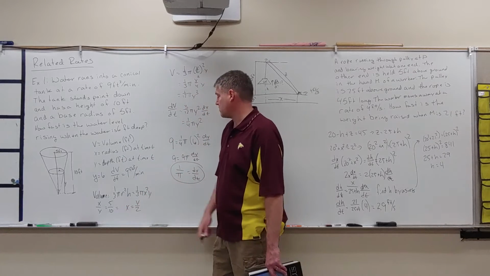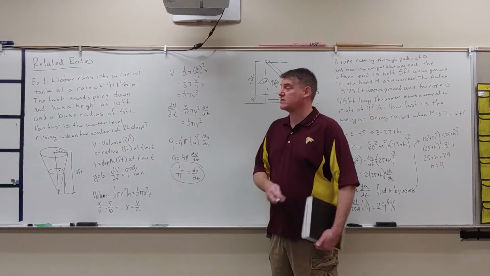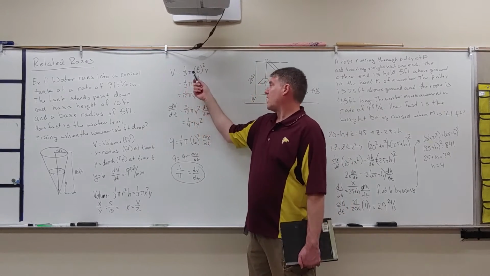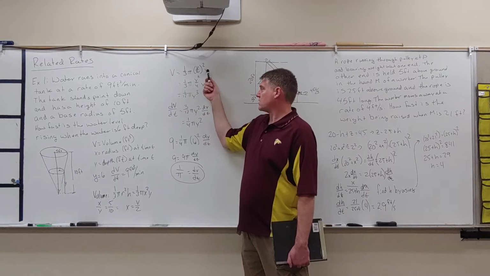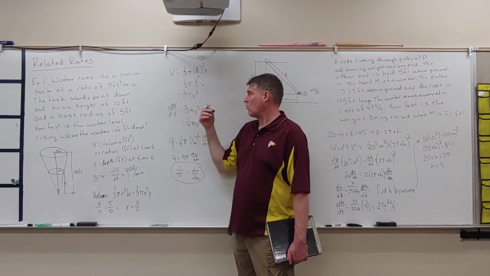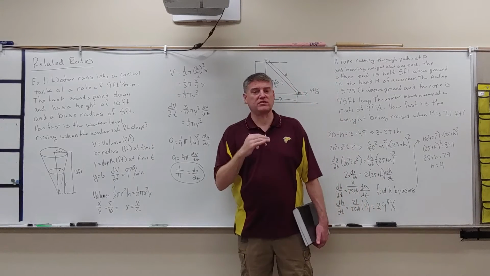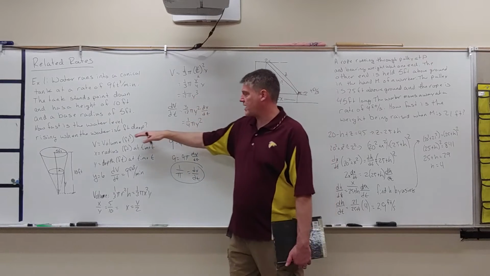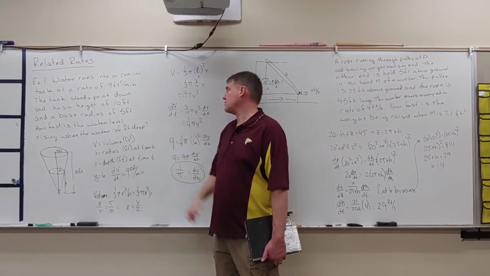That's important because I'm now going to take this and plug it in for my x. So I end up with volume equals 1/3 pi times the quantity y over 2 squared, times y. When I square this out and simplify, I get 1/12 pi y cubed. That's a good thing to know. The reason I needed to get this in terms of y is that I'm talking about how high it's going to go, my depth.